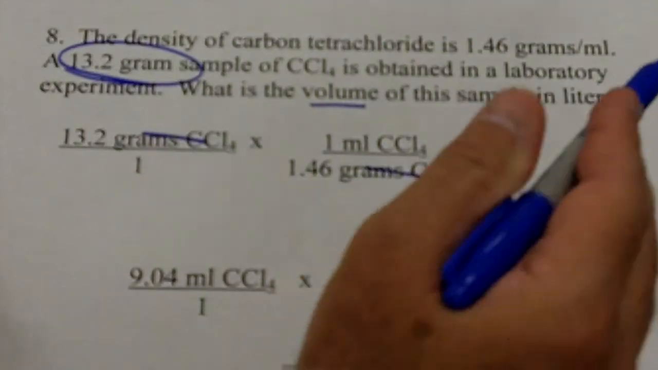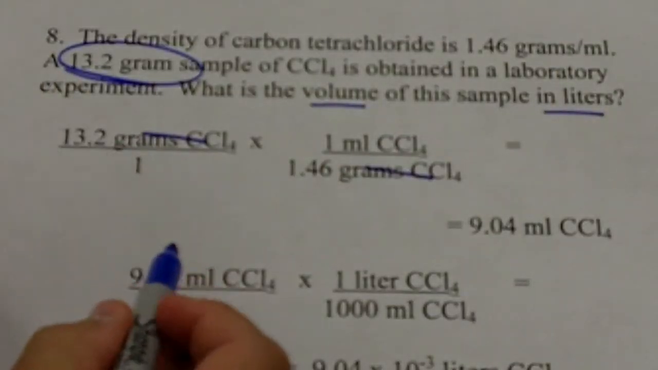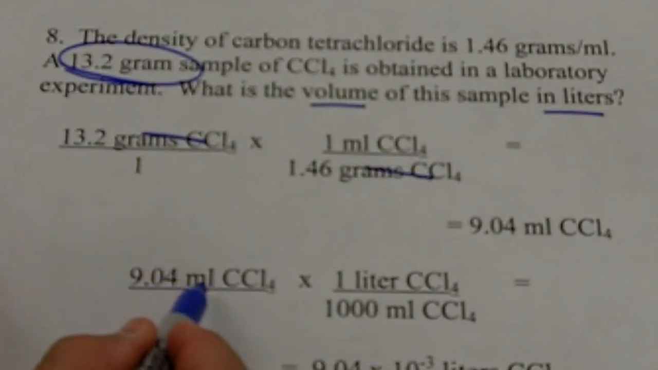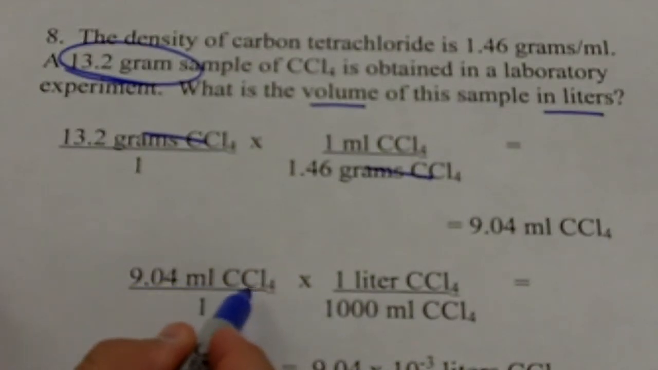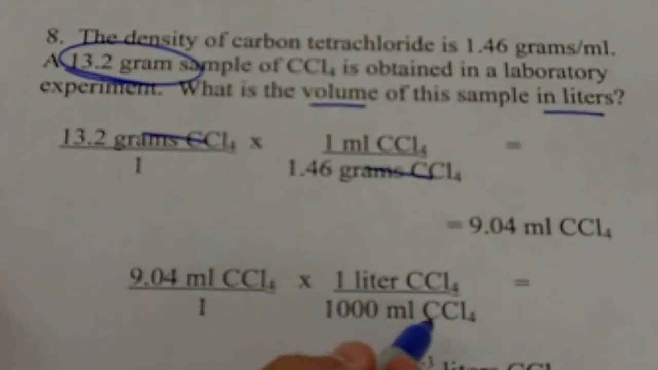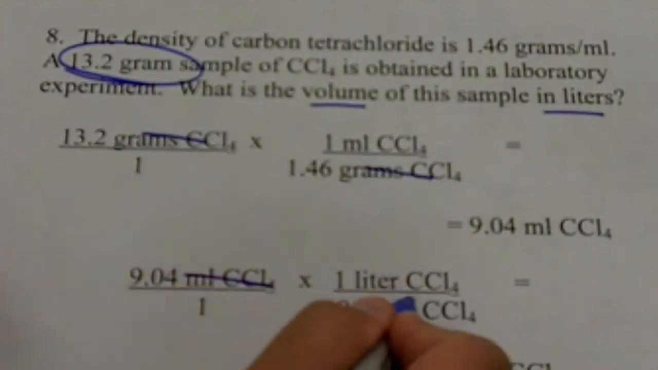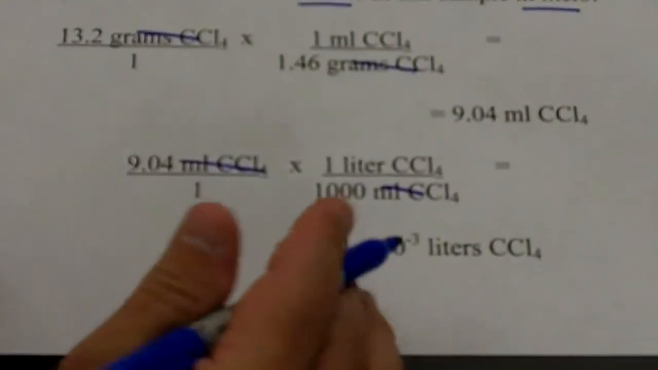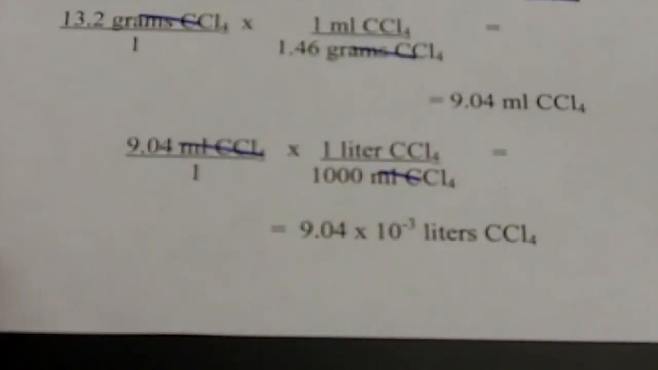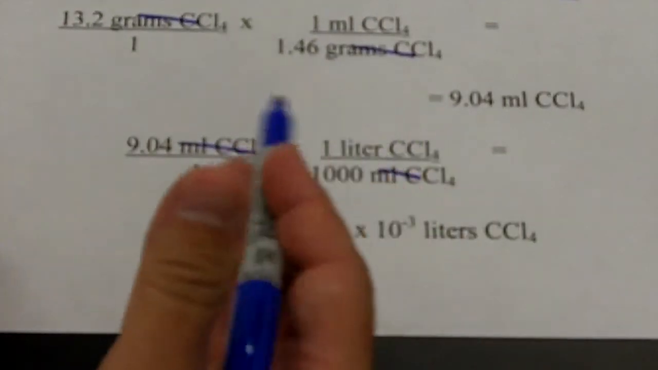Okay? But I want it in liters. So what I'm going to do is this. I'm going to say 9.04 milliliters of carbon tetrachloride, CCl4, times 1, times 1 liter per 1,000 milliliters. There's 1,000 milliliters in 1 liter. Whatever unit goes here, goes there. 1,000 milliliters in 1 liter. That cancels with that. And what I'm going to be left with then is liters of CCl4. I don't need a calculator.